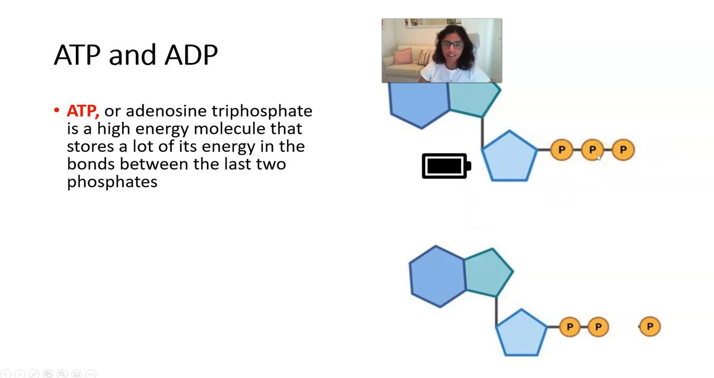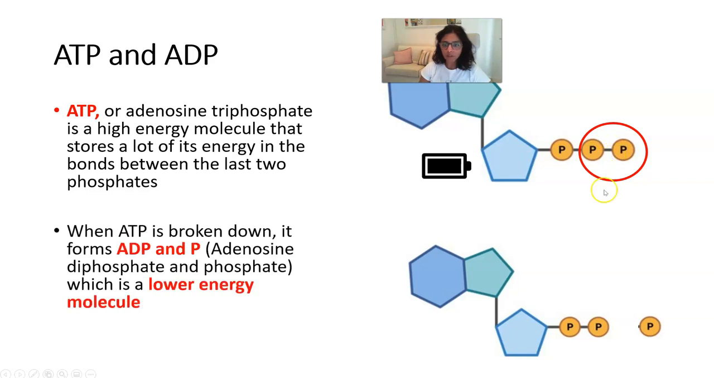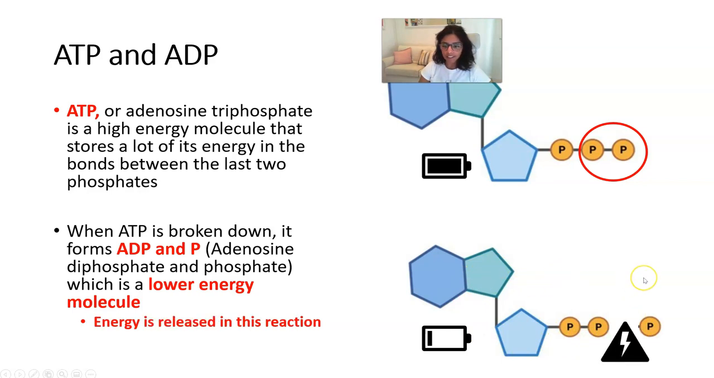So terminal just means the end or the last one. So if you have a terminal station, it's the last station on the line. Here is where lots of that energy that we got from breaking down glucose is stored. So when we break that bond, okay, we release that energy. So this ADP is a lower energy molecule, and we have released energy in that reaction.